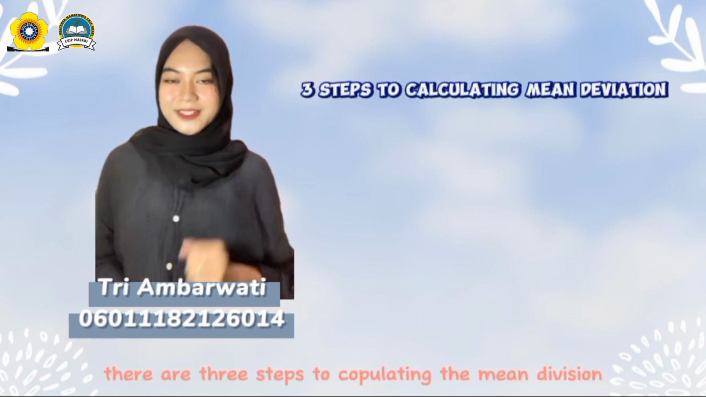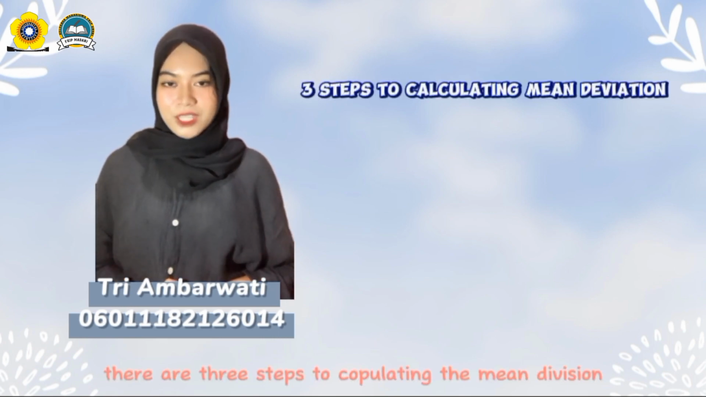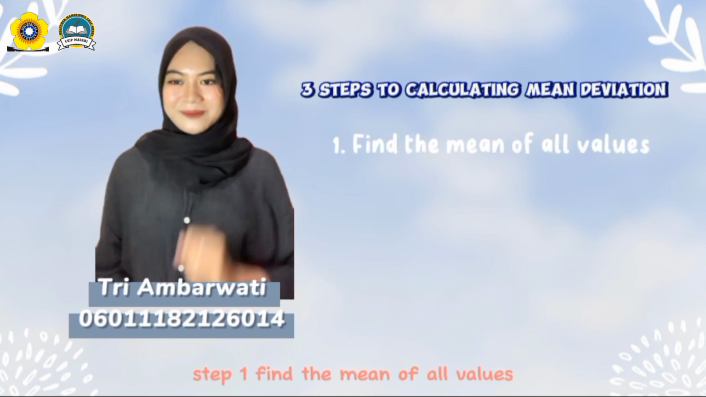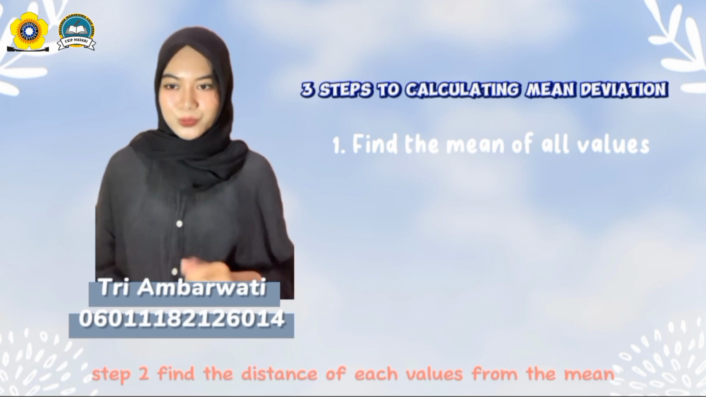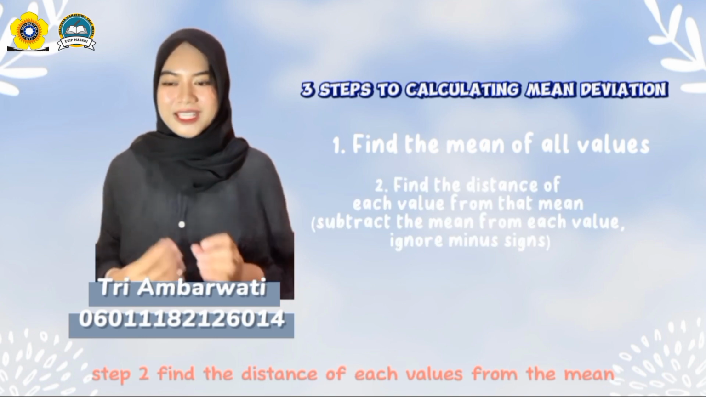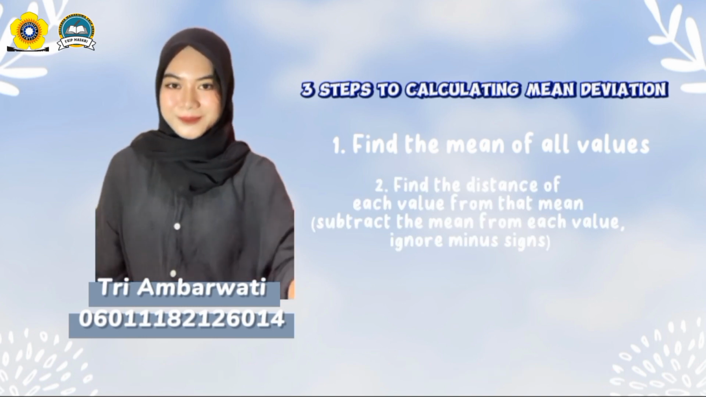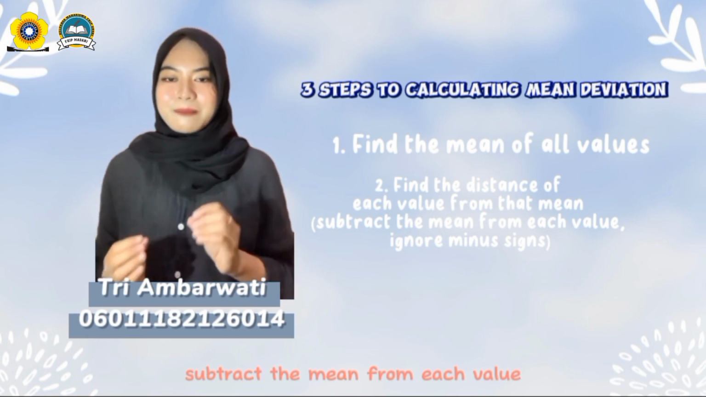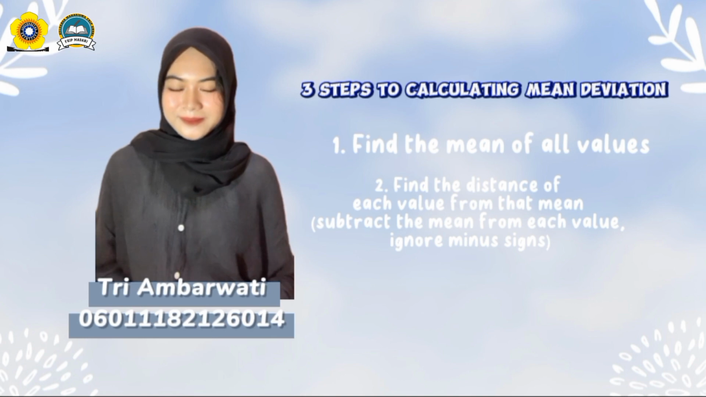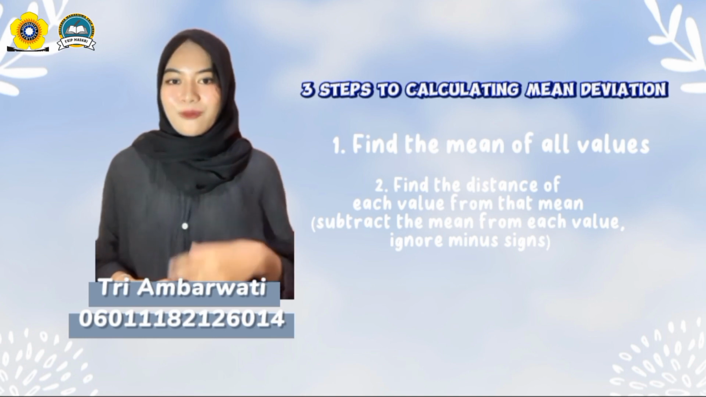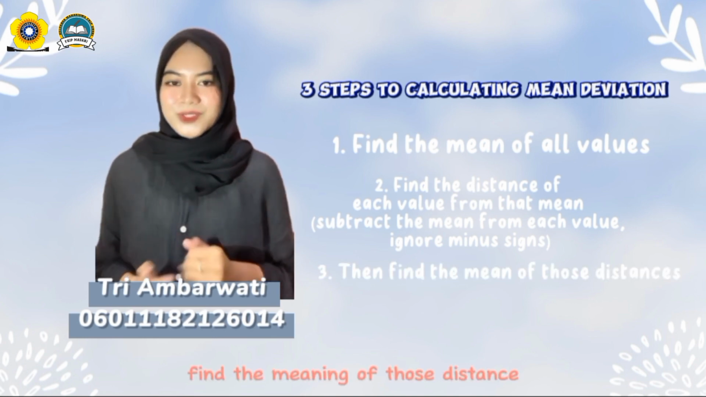There are three steps to calculating the mean deviation. Step 1. Find the mean of all values. Step 2. Find the distance of each value from the mean. Subtract the mean from each value and ignore the minus signs. And last step, find the mean of those distances.